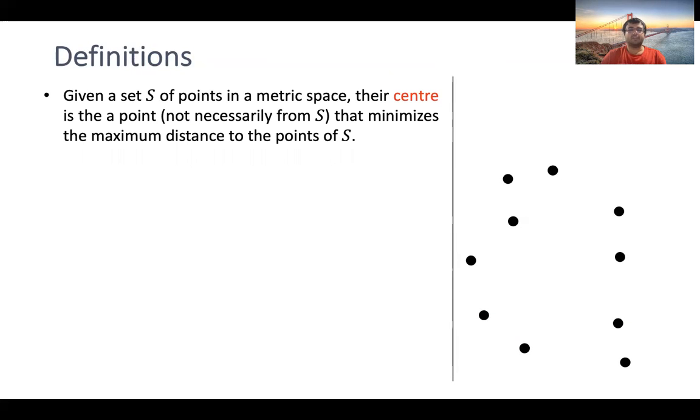So this problem is known as the center permutation problem. In particular, if we are given a set S inside a metric space of points, a center is a point inside the metric space, not necessarily inside S, such that it minimizes the maximum distance to the points of S. In reality, what are we doing? We are finding a point inside the metric space, not necessarily inside S, and drawing a ball around it. We want to minimize the radius of this ball. Mathematically, it can be seen like this.